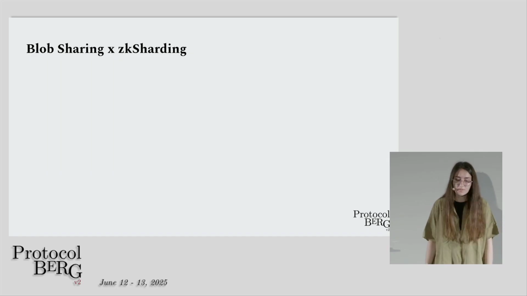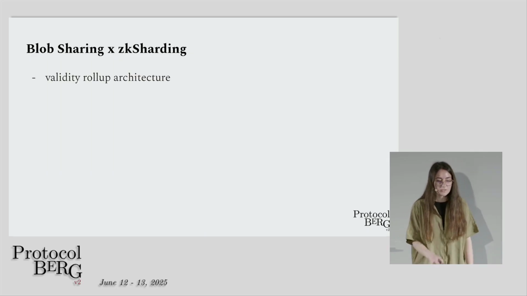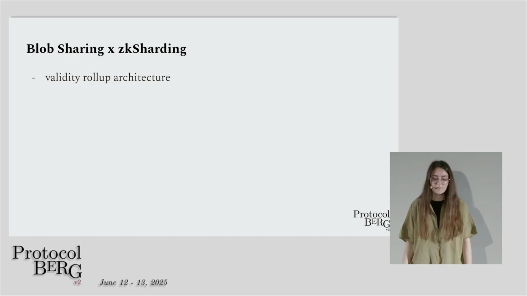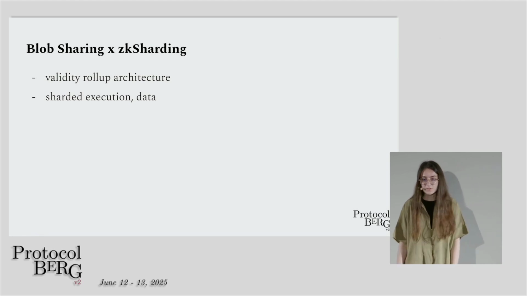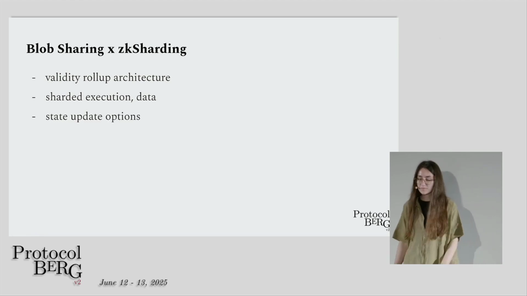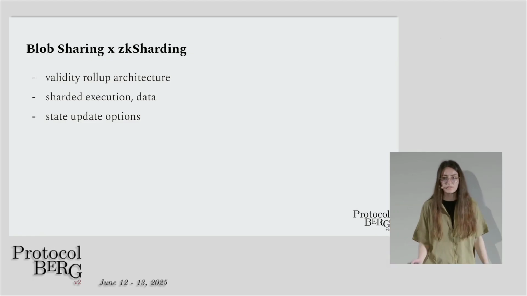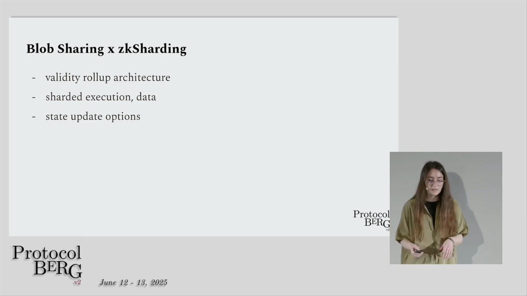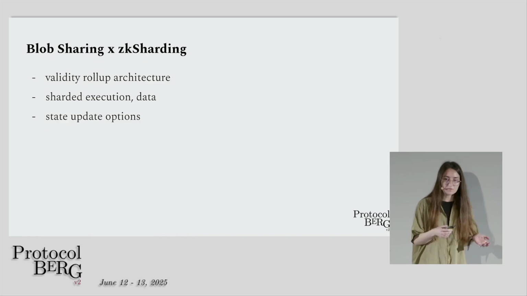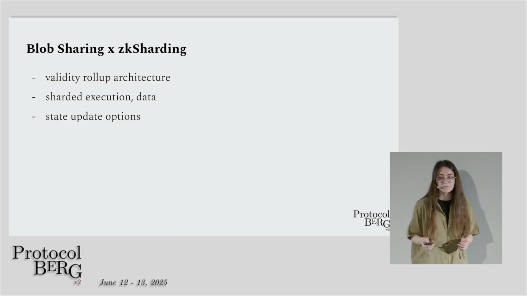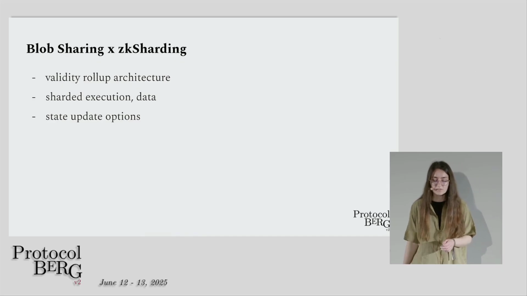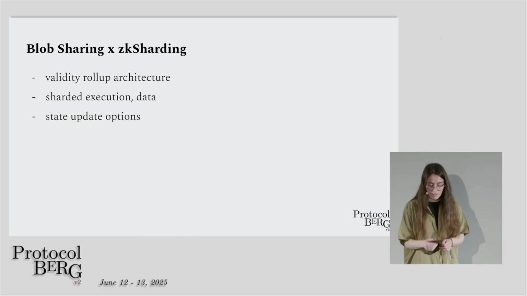So at NIL, we work on ZK sharding, which is a validity rollup architecture where the data and execution are sharded. For shards, we have two state update options. We either update their state individually or in aggregate. And so we also either post data individually for them or in aggregate. And blob sharing was very helpful for us in this case because it actually makes things more efficient.